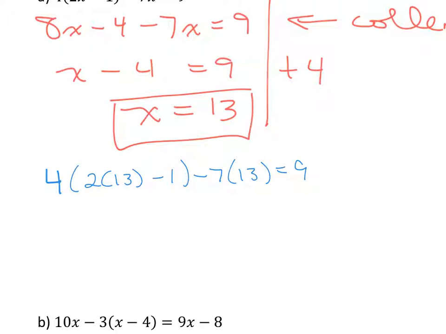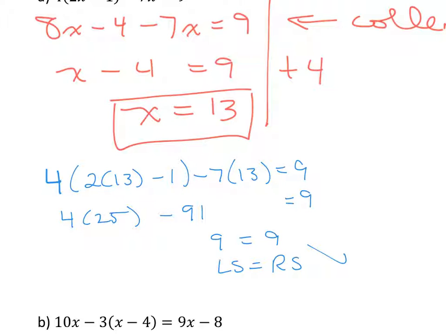So now I'm going to use order of operations to simplify the left side here. So I've got 2 times 13 minus 1 in one set of parentheses here. So that gives me 25. So I've got 4 times 25 minus 7 times 13. So that'll be 70 plus 21. So that's 91. So 4 times 25 is 100. 100 minus 91 will give me 9 equals 9. So the left side does equal the right side. So our solution is correct.